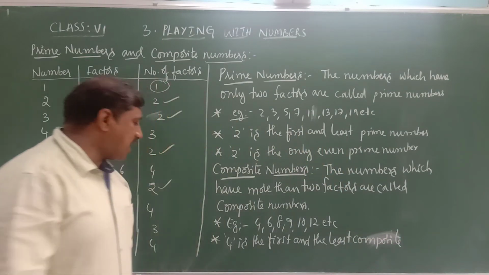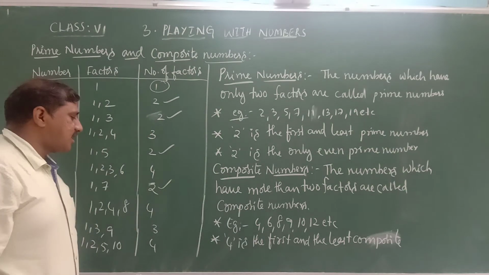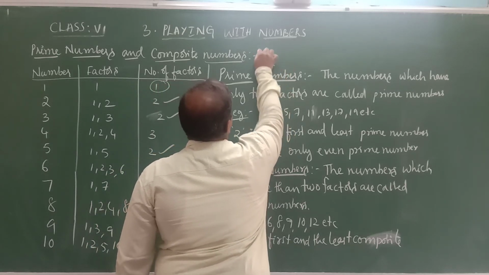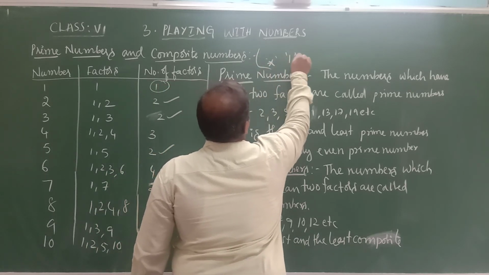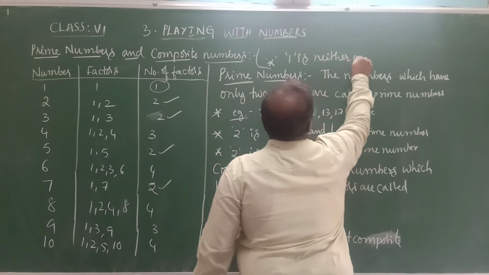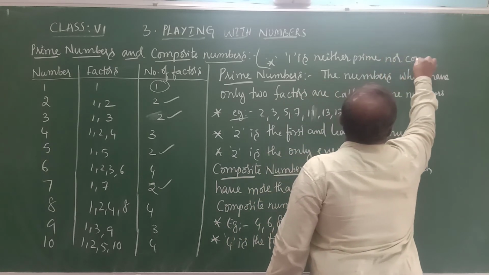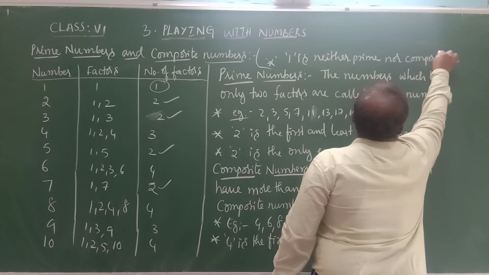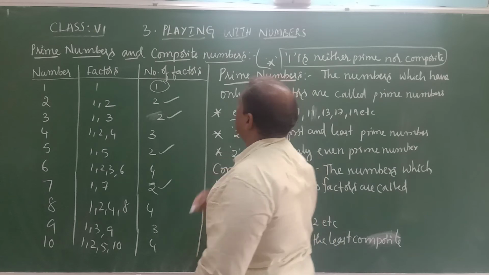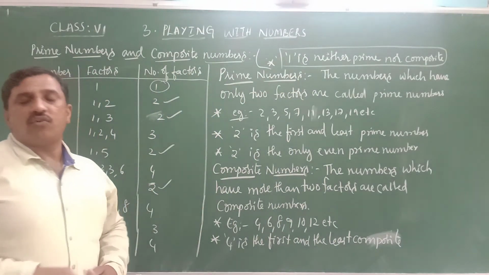What about 1? 1 is neither a prime number nor a composite number. So this is a major important point. 1 is neither prime nor composite. That means it is not a prime number and not a composite number. So like this, we have studied what prime numbers are and what composite numbers are.